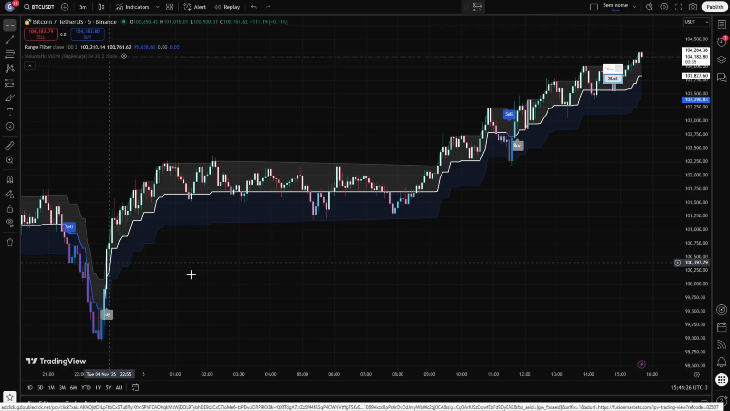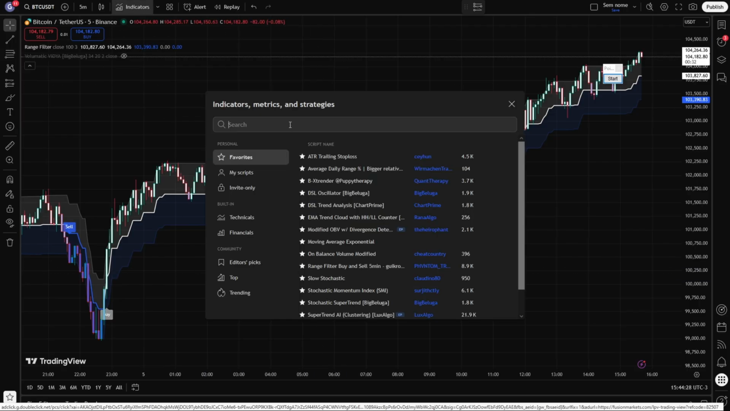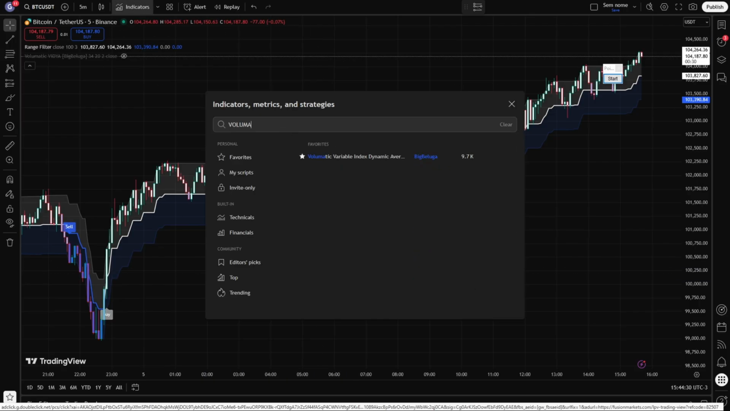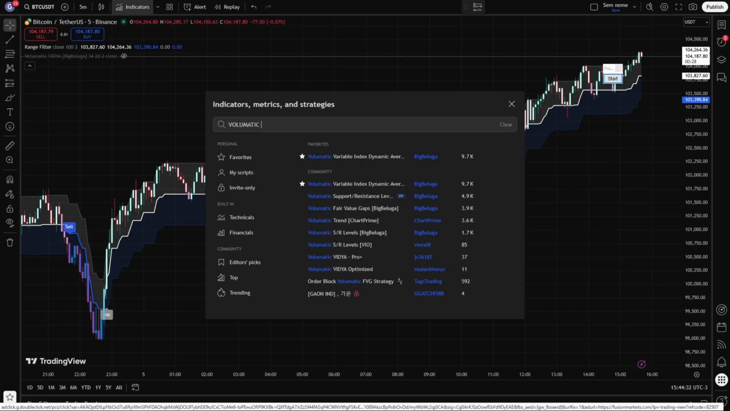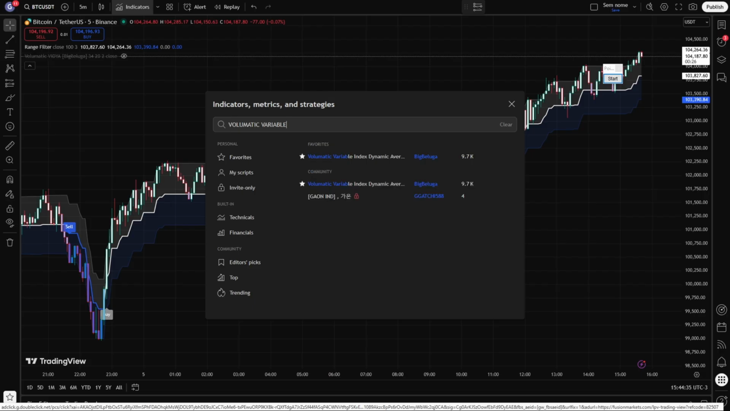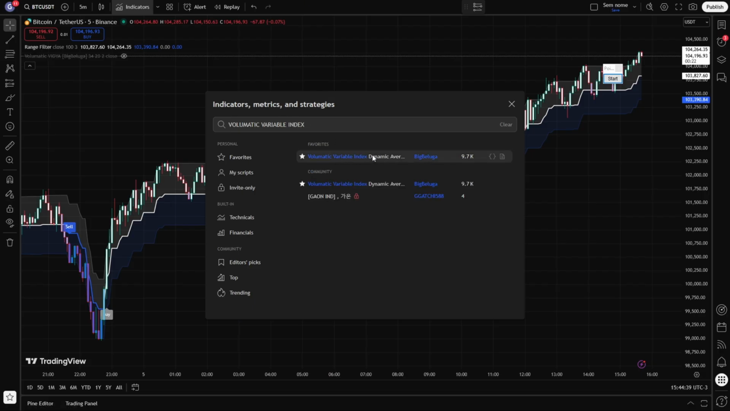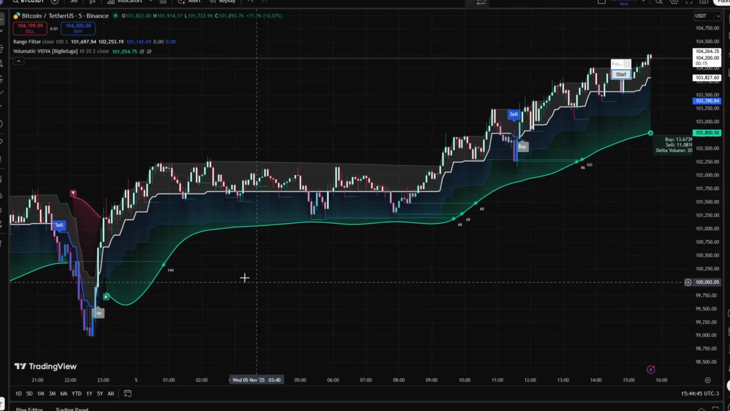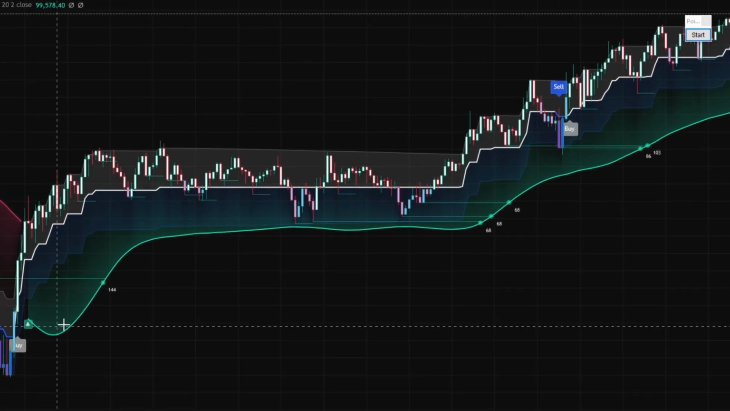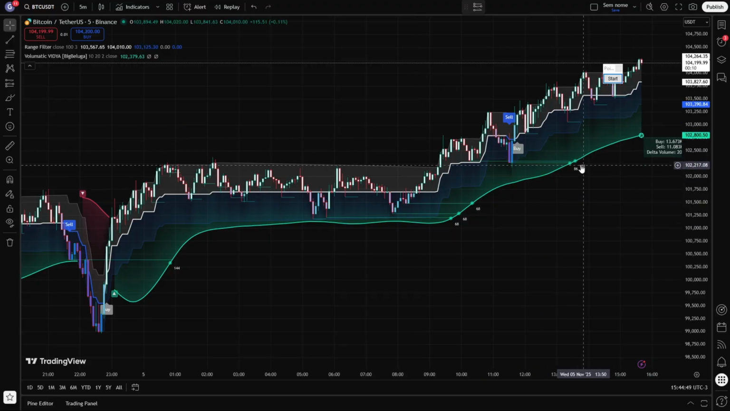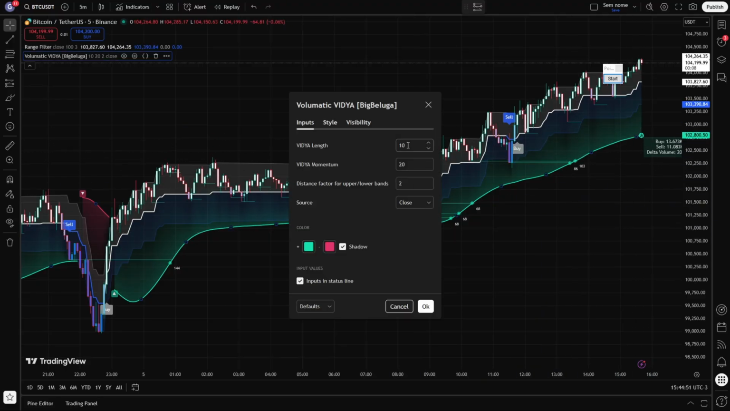And now, to fully complete our strategy, we will once more go to the Indicators tab, and there, we'll search for Volumetric Variable Index, and this option from Big Beluga is the one we'll choose. You simply need to click on it, and it will then show up on your chart, creating this green line accompanied by a green cloud. You'll want to double-click that, then alter the period to 34, and finally hit OK.